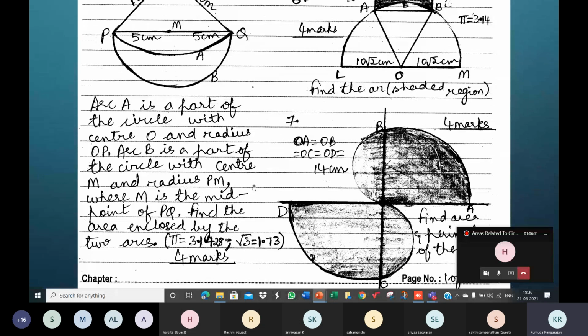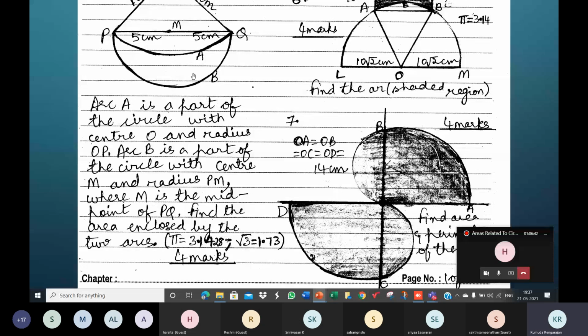All right. What do we need to find? Find the area enclosed by the two arcs. That means the area between them. So this area is what we have to find. This is one arc. This is the other arc. The area between them, not the space. The area between them.